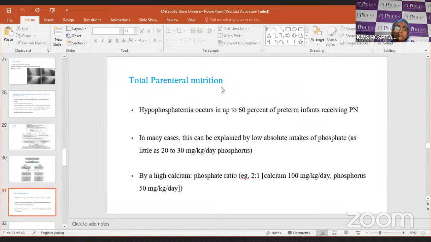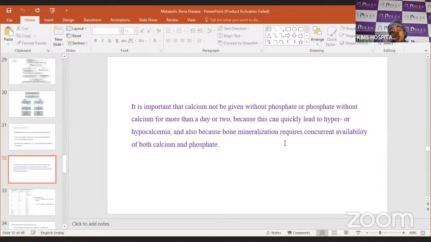So we'll cover some aspects of management now. First, in case of total parenteral nutrition, hypophosphatemia occurs in 60% of preterms receiving parenteral nutrition. The cause of this is low absolute intake of phosphate, and a high calcium to phosphate ratio can be an attributable factor. It is important that calcium should never be given without phosphate, or phosphate without calcium, for more than a day or two, because this can quickly lead to hyper or hypocalcemia, and also because bone mineralization depends on concurrent availability of both calcium and phosphate.